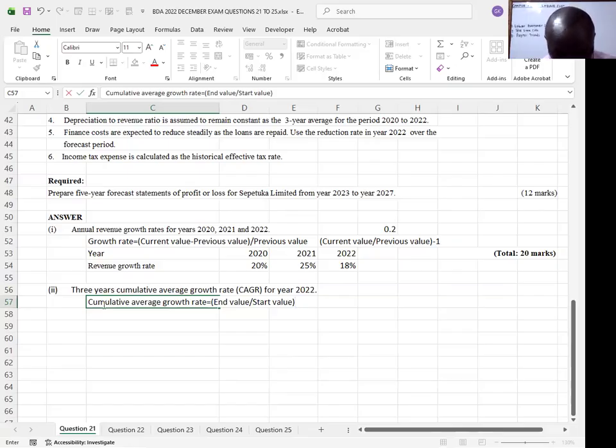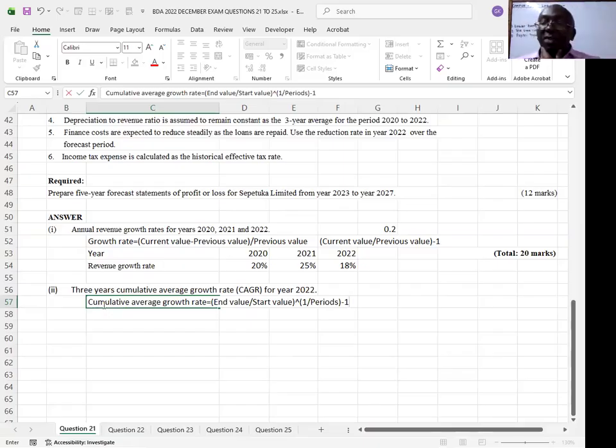Where is that raise? It is that sign for raising. I have a new keyboard. Where have they put it? Yeah, I have seen it at number 6. You raise to power, open the brackets, 1 divide by the periods, close the brackets, then you say minus 1.